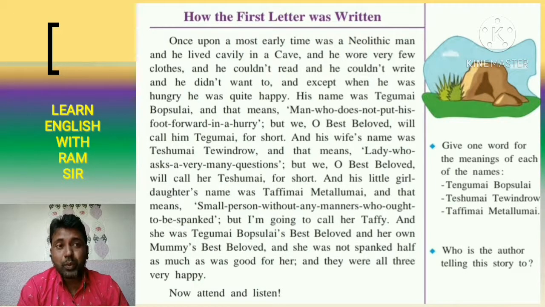In one word, here we have the question in the margin that give one word for the meanings of each of the names. The first character here is Tegumai Bopsulai. So this person is always thinking before taking any kind of decision. If in one word you'd like to explain his character, you can say this is the example of patience. What is it? Patience. Okay. And but we, oh best beloved, will call him Tegumai. It means we call this particular person Tegumai, for short. And his wife's name was Teshumai Tewindrow.